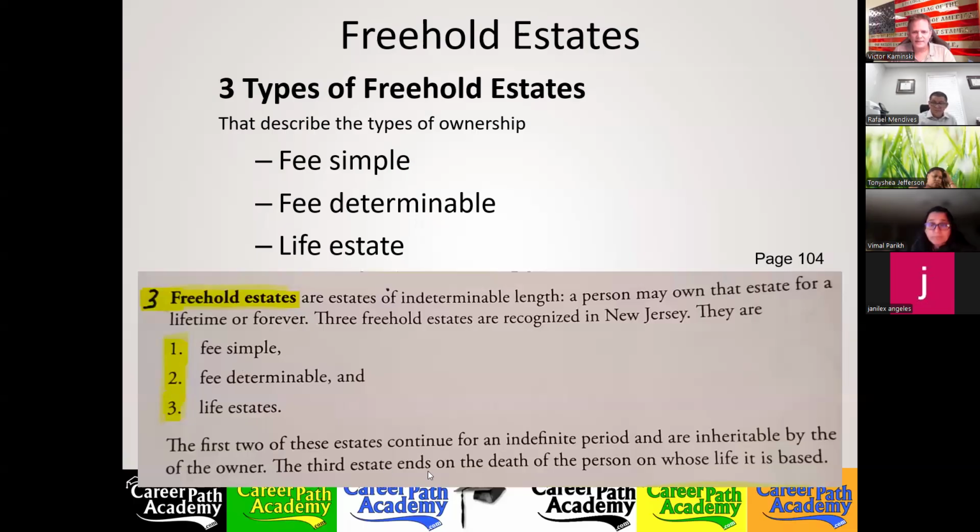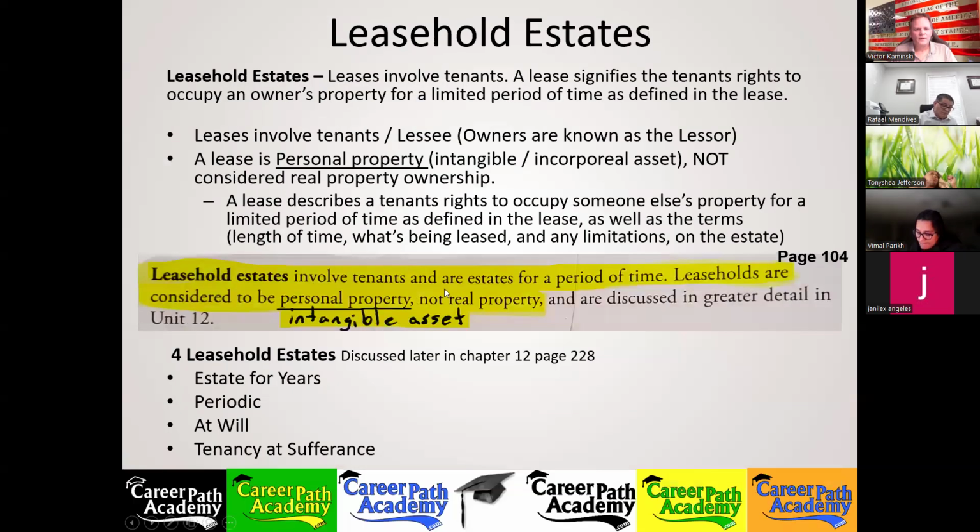And the third estate ends on the death of the person of whose life the estate is based or measured against. So, before they get into the freehold estates, they do have a little blurb here about leasehold estates, and here's the screenshot from it. So this is what you're going to highlight there on 104.